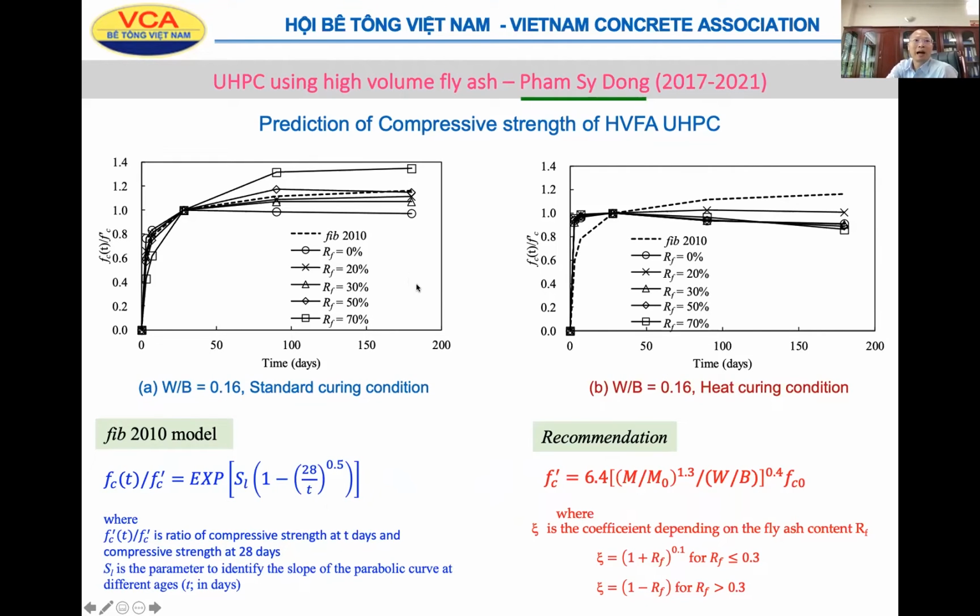And you can see in this slide there are two graphs. One is UHPC with different volumes of fly ash from 0% to 70%. The standard curing is on the left hand side, and the right hand side graph is the heat curing condition. Compared with the FIB 2010, the dotted line, actually the high volume fly ash UHPC does not fit well with this prediction. That's why he recommends the modified formula. The higher fly ash content actually will gain higher strength in the late age.